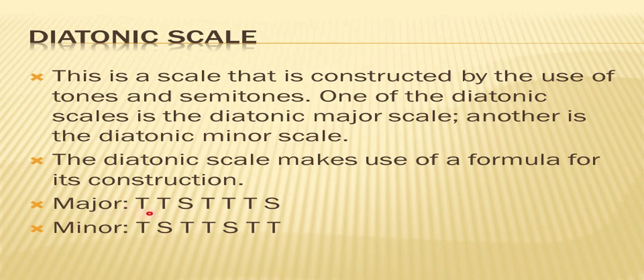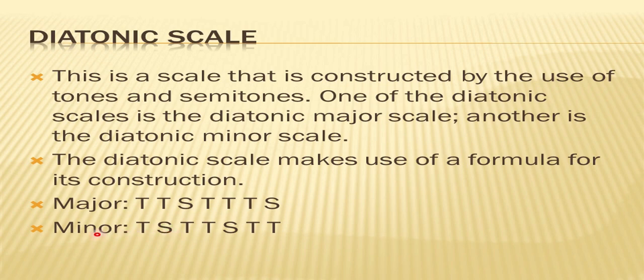Like the major diatonic scale has T, T, S, T, T, T, S. Can you say it with me? Let's go. T, T, S, T, T, T, S. T there is for tone, while S is for semitone. So let's go. Tone, tone, semitone, tone, tone, tone, semitone. You will need to remember this all the days of your musical life. So we'll say tone, tone, semitone, tone, tone, tone, semitone.